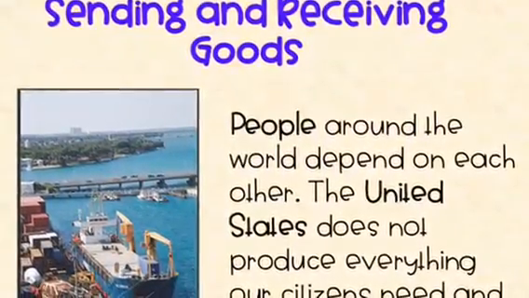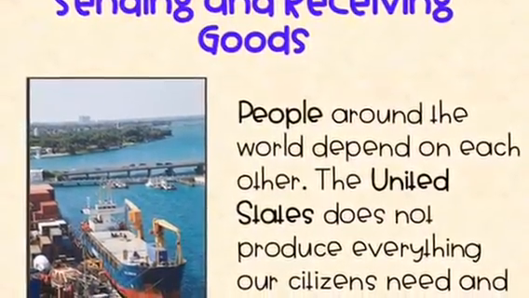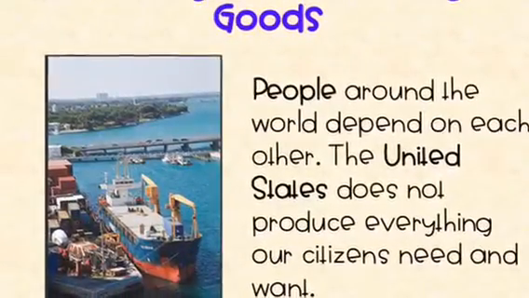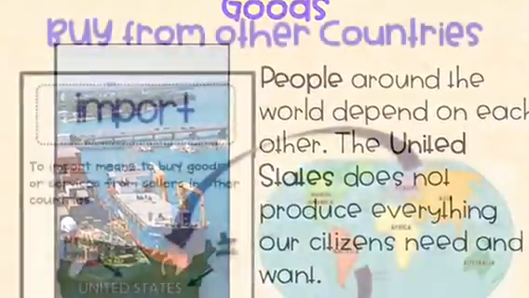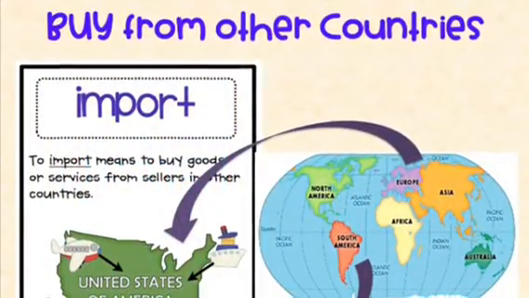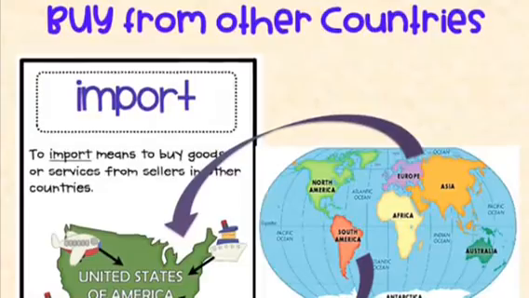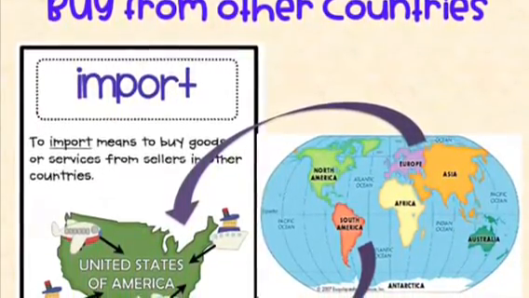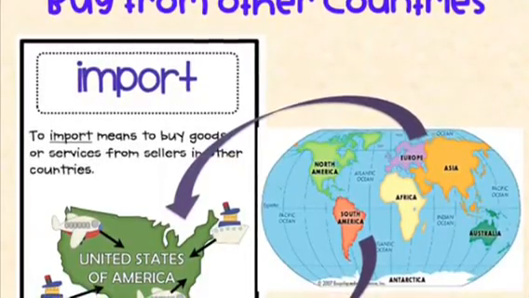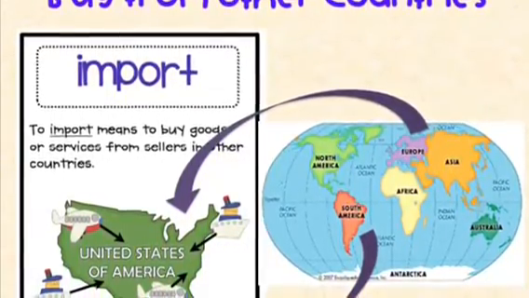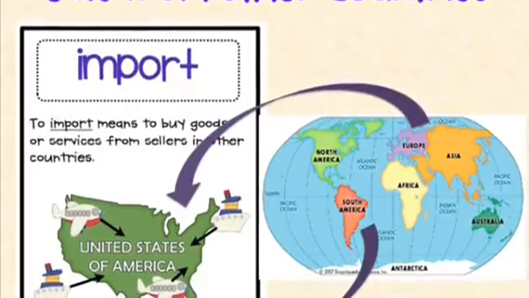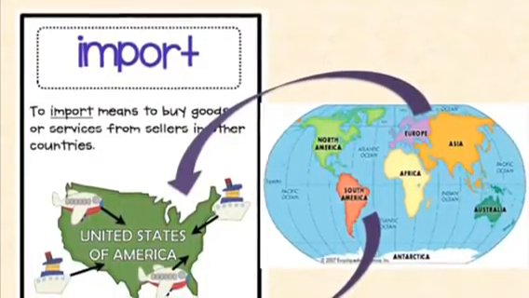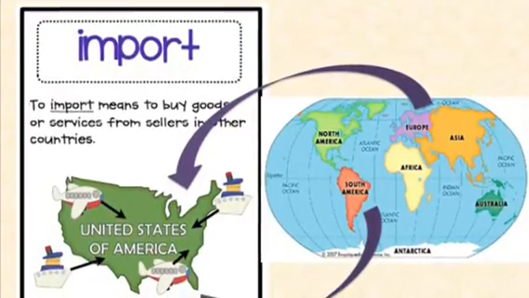People around the world depend on each other. The United States does not produce everything our citizens need and want. So the U.S. buys from other countries. They import into the U.S. Import means to buy goods or services from sellers from other countries. If there is something that the U.S. does not have, we will purchase from countries like Europe, Asia, Africa, Australia, and even South America.